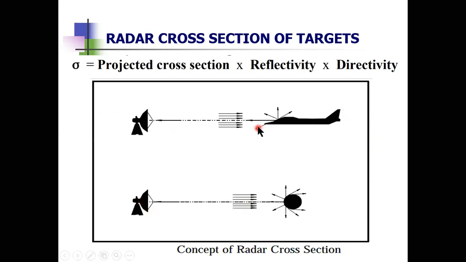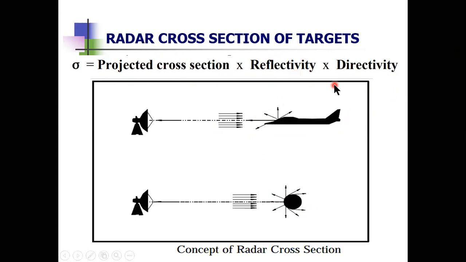So a target could be like this, or it could be like this, right? We don't know, so this is a complex target. Just now we saw the expression, another definition of sigma. It's the same thing: projected cross section times reflectivity times directivity. So we saw 4 pi r square into ER by EI the whole square.